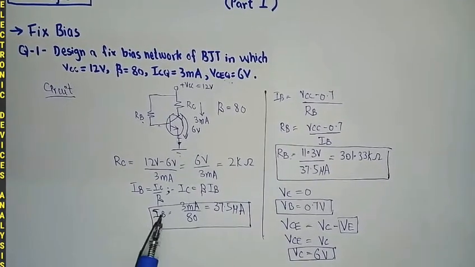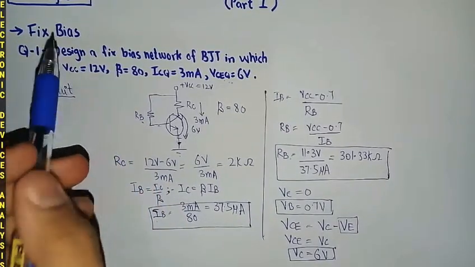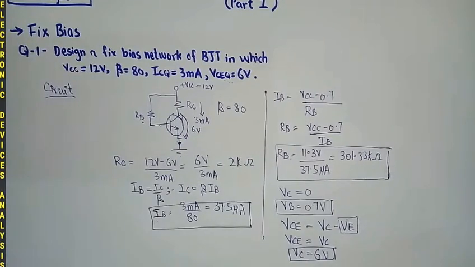So guys, we will end the fixed bias network here. Now we will move to question number 2, on the emitter bias network, in which we will do the design operation of emitter biasing.